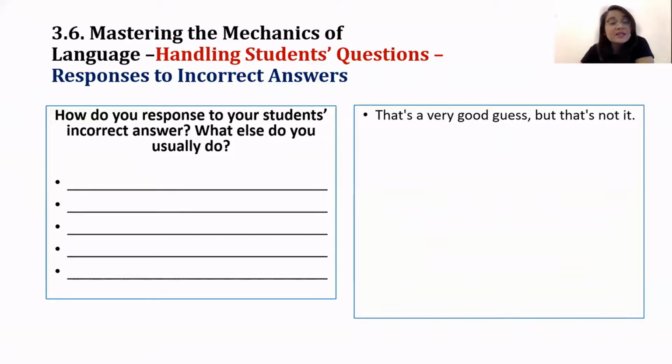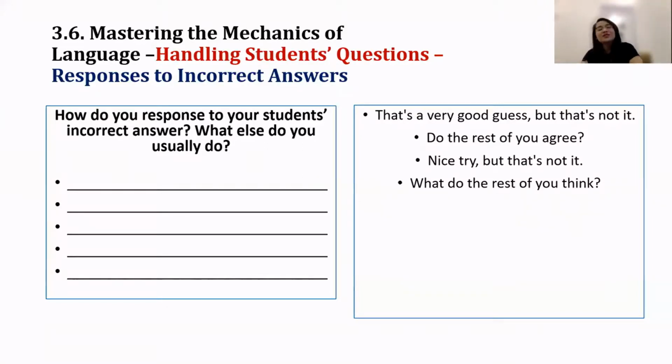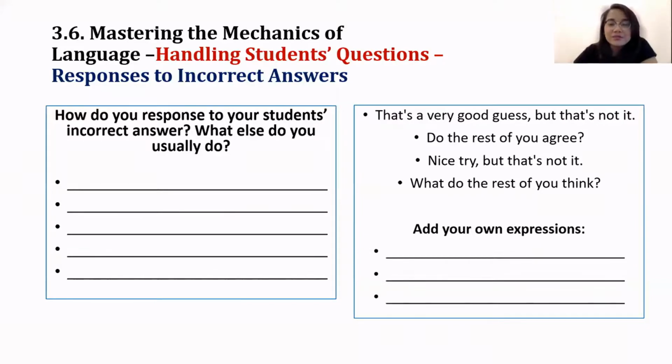That's a very good guess, but that's not it. Do the rest of you agree? Nice try, but that's not it. What do the rest of you think? So it's okay to let the students know that their answers are not yet correct, but we still acknowledge their effort, acknowledge their attempt, right? By saying that's a very good guess, nice try, good job, or many other things. But then you clarify, you say that that's not the answer that you were expecting. What else do you think you can use?